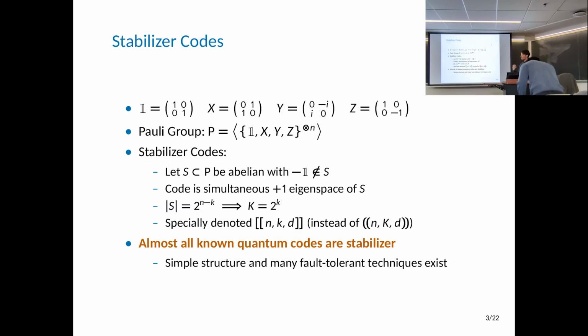And the really important thing to know is that almost all known quantum codes are stabilizer codes. And so it's an enormous amount of nice structure that they have. There's lots of fault-tolerant techniques. It's sort of like there's this whole edifice built around them. And if you're not working with stabilizer codes, it's kind of like you're wasting your time, basically. But this talk's all about working with non-stabilizer codes. So I'll sort of provide a counterpoint to that perspective.